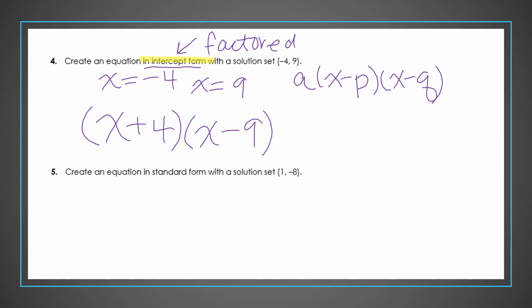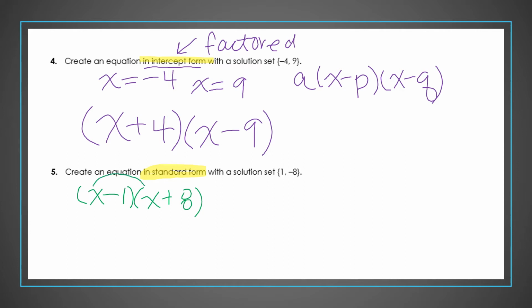On number 5, it's very similar, except it says create it in standard form. So we're going to do the same thing, but then we are going to change our intercept form to standard form by foiling. So a solution of 1 will look like x minus 1, and a solution of -8 would be x plus 8. And if that is the form they want, you would be done. But because this says standard form, we're going to FOIL.